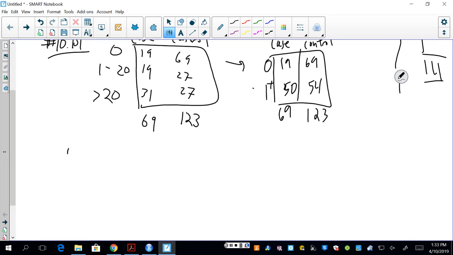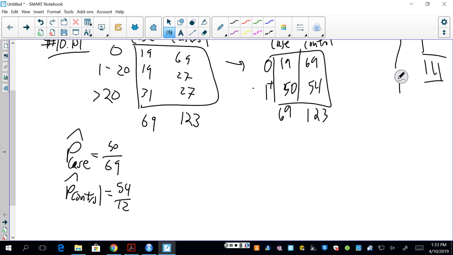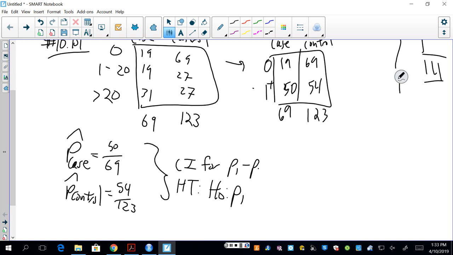So p hat among the cases is the rate of smoking. You could do it really either way. If this is the rate of smoking, you could take 50 over 69, and the p hat for the controls as 54 over 123, and get your two sample things. So it's two independent samples, two proportions. Based on these, then do a confidence interval or a hypothesis test. The hypothesis test would be, with a confidence interval for p1 minus p2, that in the hypothesis test they're equal.